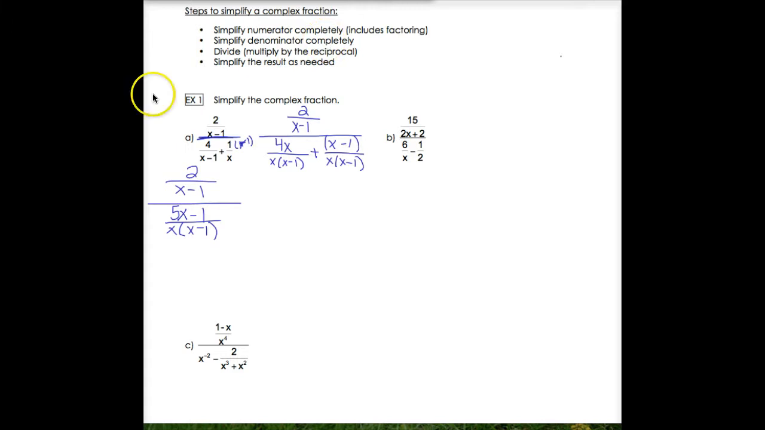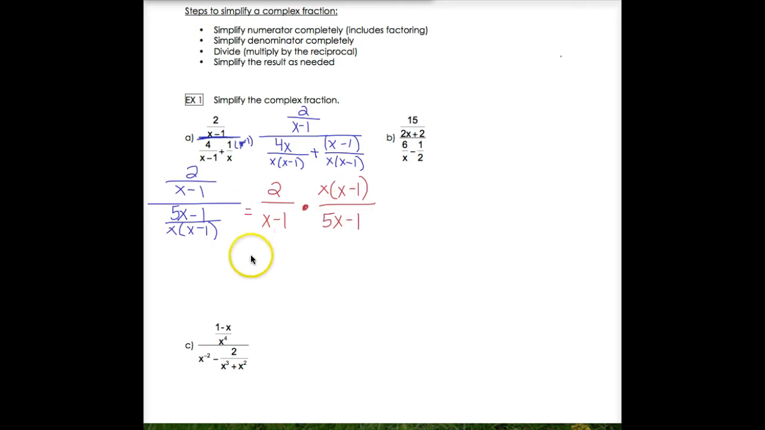Now I need to go ahead and perform the actual division. So when I do that, remember it's really multiplying by the reciprocal. So I've got 2 over x minus 1. I'm going to multiply by the reciprocal. So times, instead of 5x minus 1 being on the top, it's going to be on the bottom. And the x times x minus 1 will now be on the top.